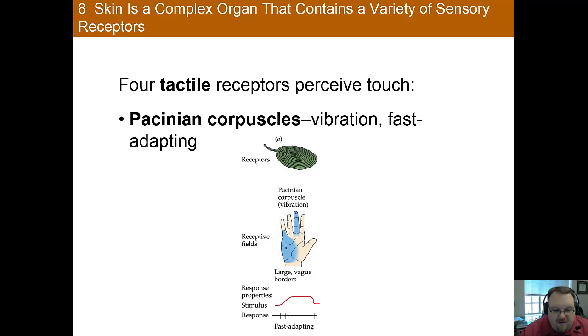They are fast adapting, meaning that they become less sensitive over time to maintained stimuli. So if you have a vibration that stays the same intensity in the same spot, eventually these will stop firing, so you'll stop detecting that vibration. They also have a rather large receptive field, as you can see on this hand here, meaning that each one can detect a rather large area. So they have large vague borders.